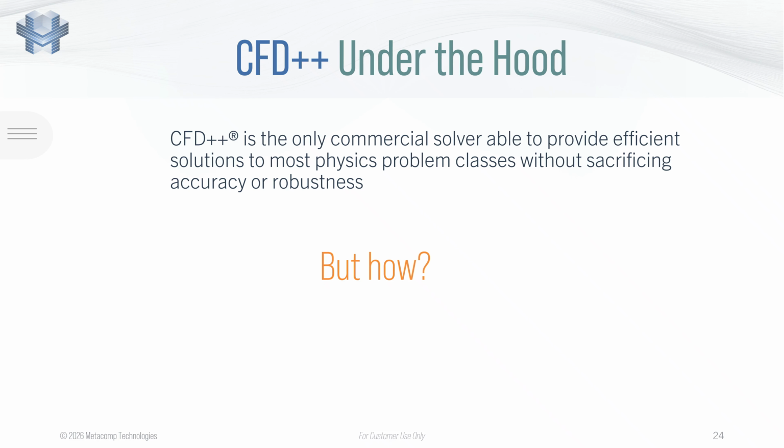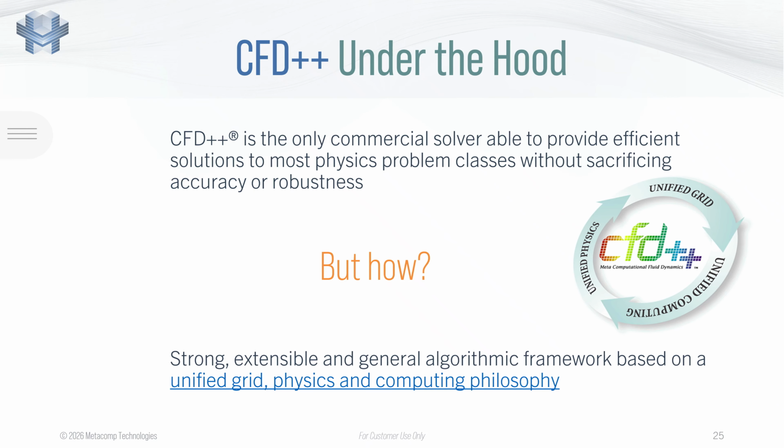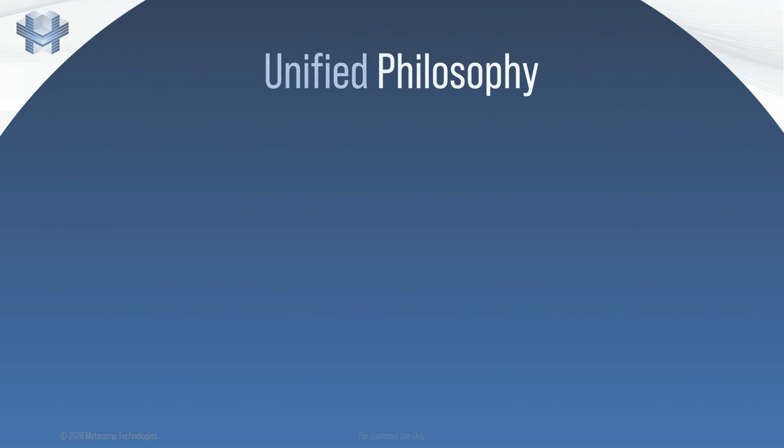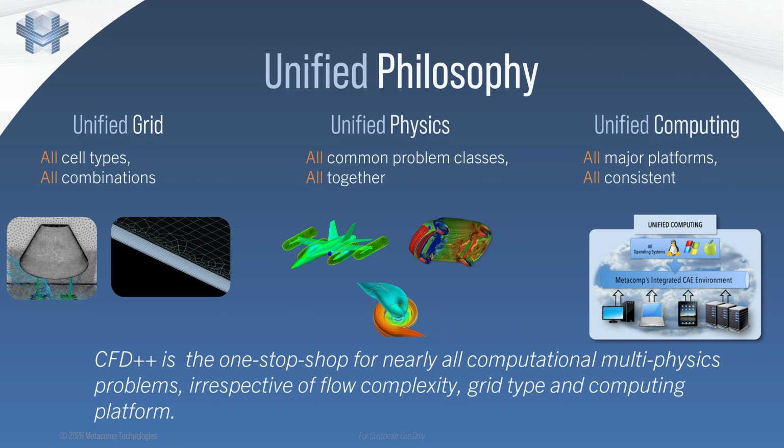But what is the secret sauce that allows CFD++ to accomplish these challenging, often contradictory goals? It comes down to a strong, extensible, and general algorithmic framework which is based on a unique unified grid, physics, and computing philosophy. A unified treatment of grid, physics, and computing provides the generality and comprehensiveness for CFD++ to be the one-stop shop when it comes to computational multiphysics problems. No matter the flow complexity, grid type, and computing platform, one single solver can handle it all.